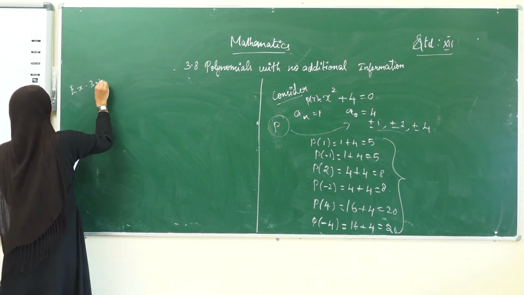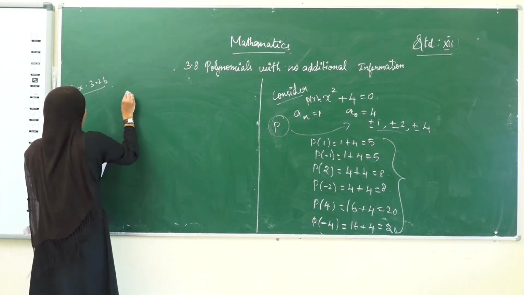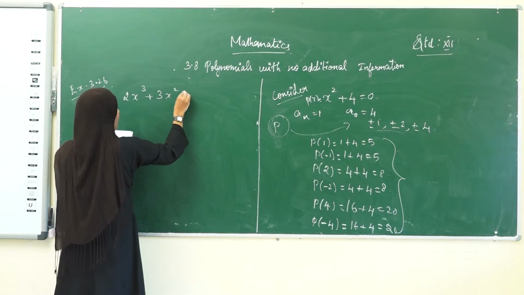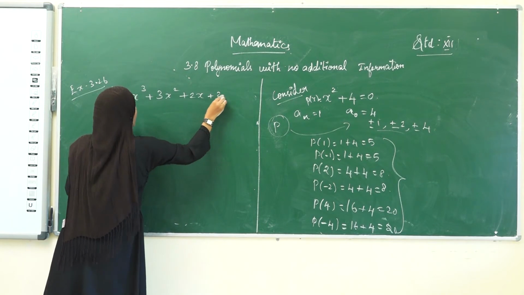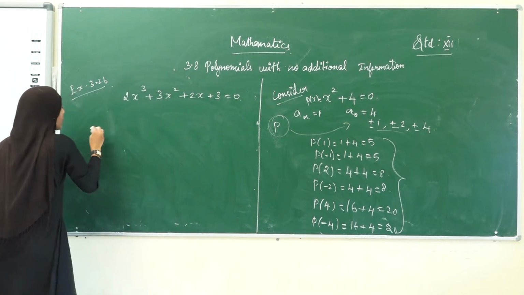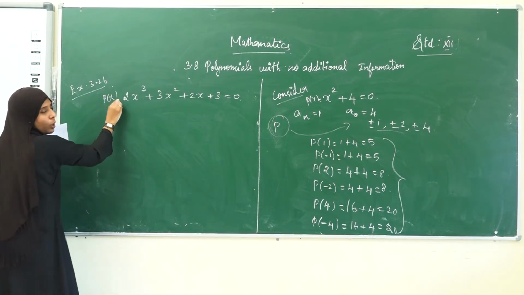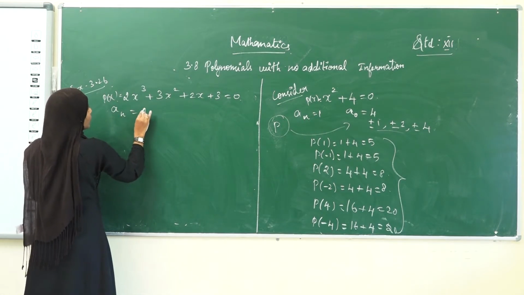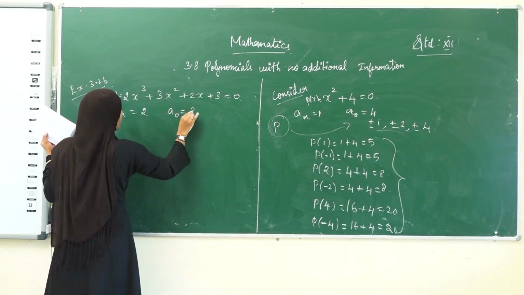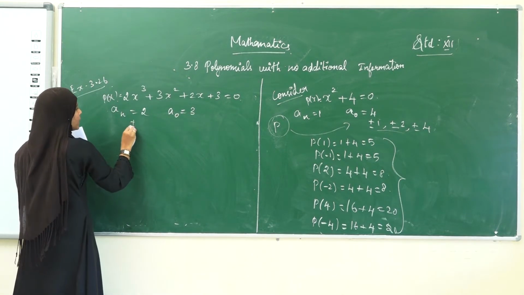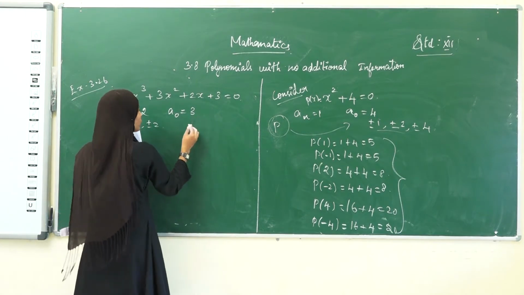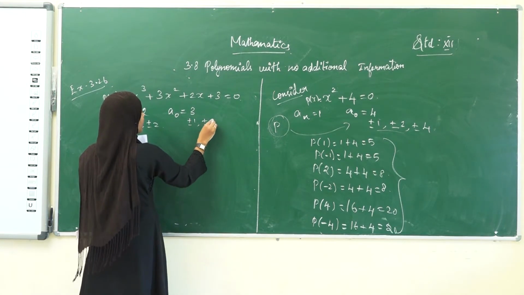Example 3.26. Solve the equation 2x cube plus 3x square plus 2x plus 3 equal to 0. From this, let this be the equation p of x. From here, an is equal to 2, a0 is equal to 3. What's the factor of an? Plus or minus 1, plus or minus 2. What's the factor of a0? What's the factor of 3? Plus or minus 1, comma, plus or minus 3.